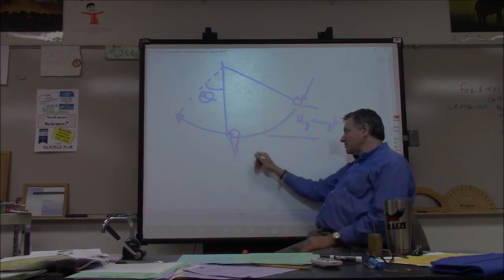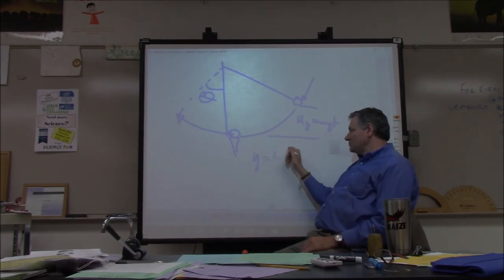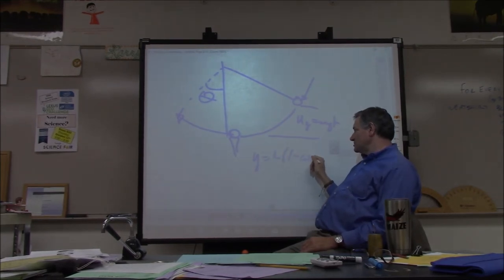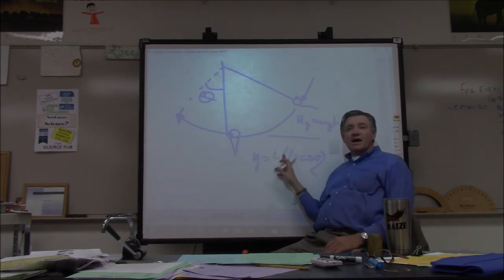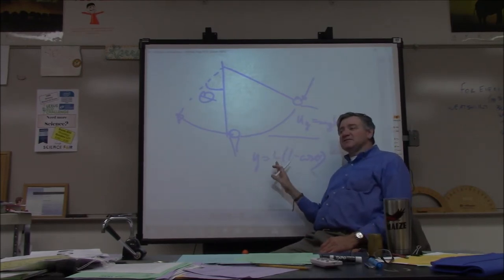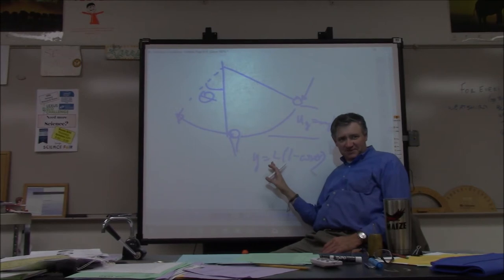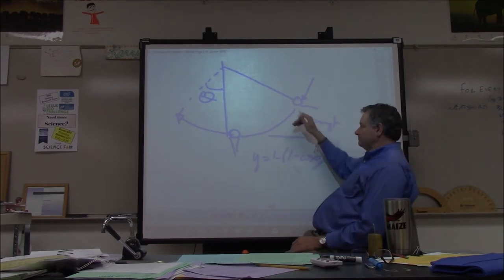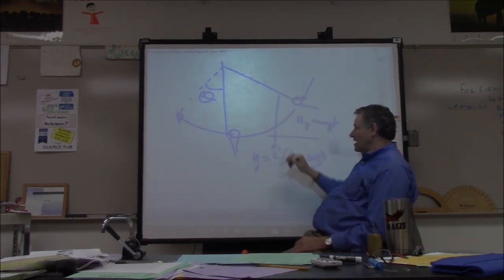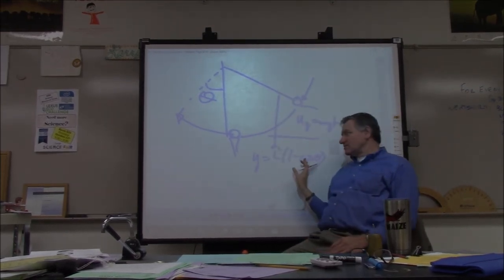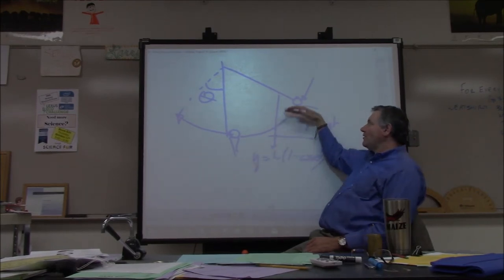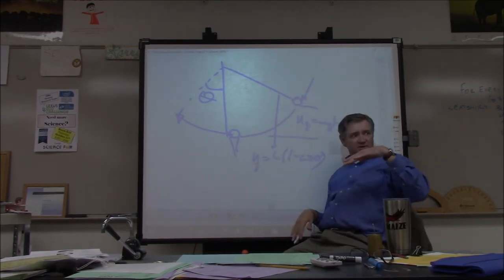I've given you this equation: y equals L times (1 minus cosine theta). So this is not angular momentum. This is the length of the pendulum. Okay? You couldn't calculate angular momentum if you tried on this problem. You don't have enough information. So this is going to be like 1.5 meters. The angle is 60 degrees. You're going to figure out how high it is before it's going to fall.